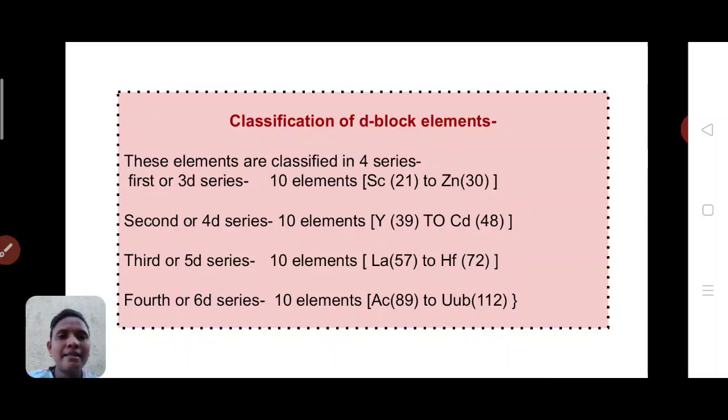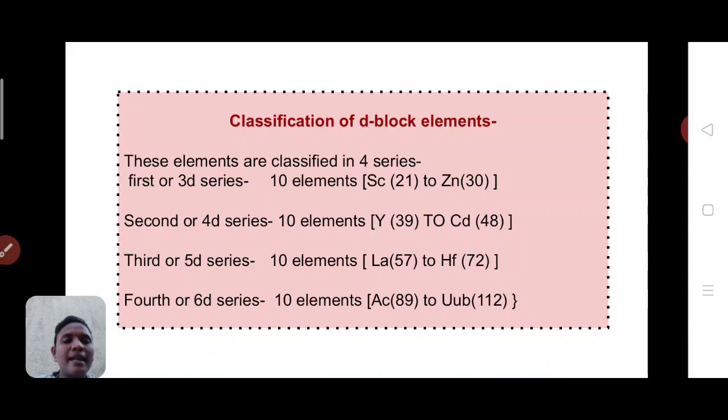Now the second series, that is called the 4D series, contains 10 elements present from yttrium to cadmium, having atomic numbers 39 to 48. The third series is called the 5D series, having 10 elements; it contains elements from lanthanum and ends at hafnium. Lanthanum has atomic number 57 and hafnium has atomic number 72.